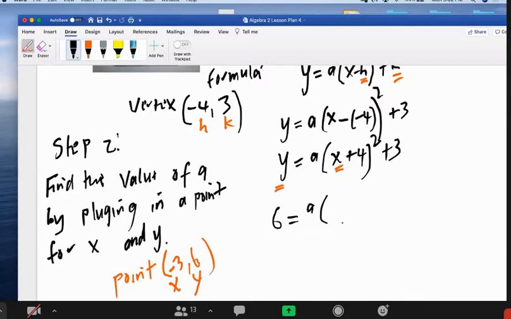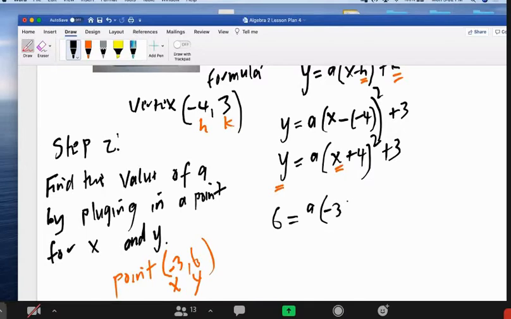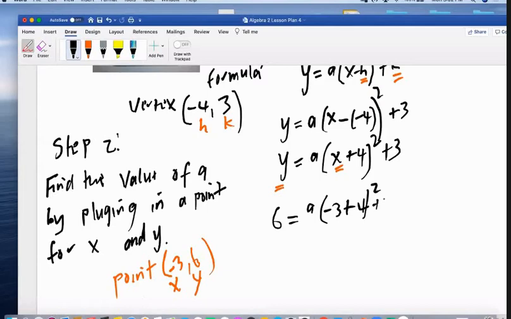parenthesis. And what do we plug in for X? -3. Very good. Plus 4 squared plus 3. This is a parenthesis, by the way. Now, once you've done this, always simplify what's in the parenthesis first. So what is -3 plus 4? 1. Thank you, 1. So once you've done that, put the square and then put the A right here equals 6 and then plus 3.